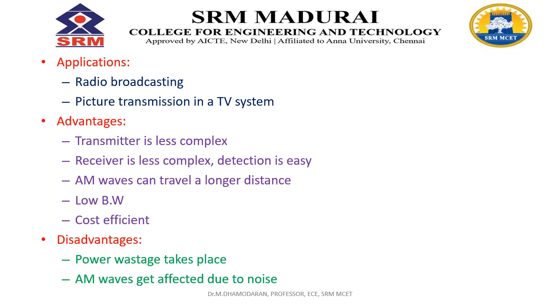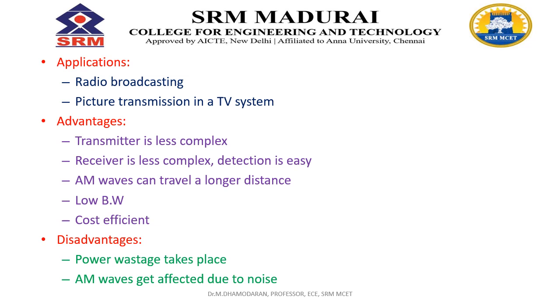These are the major applications of AM generation. The main application is radio broadcasting. In early days we used AM radio; nowadays we are using FM radio. The drawback in AM is that there will be noise, and there is a major loss in the signal.